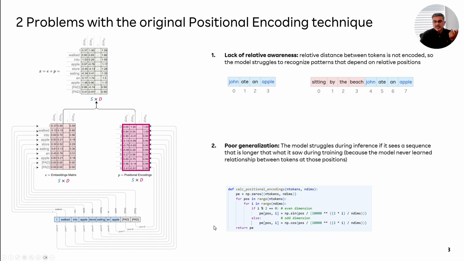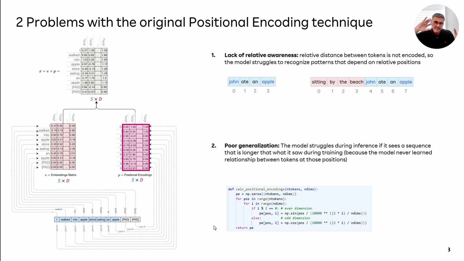There is another fundamental challenge, which is that the original positional encoding technique generalizes very poorly. What I mean by that is if your training samples have always been, let's say, 200 words, but during inference you pass 1,000 tokens, it does not generalize well because during training, using the original technique, it is only trained on position lengths of, let's say, 100.